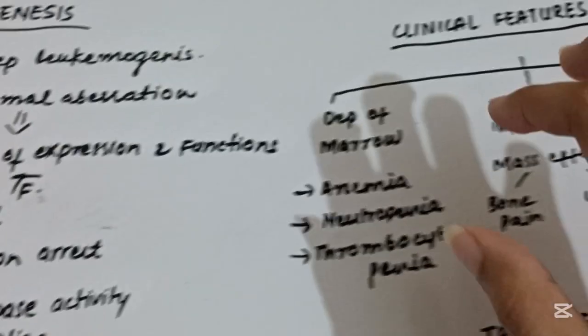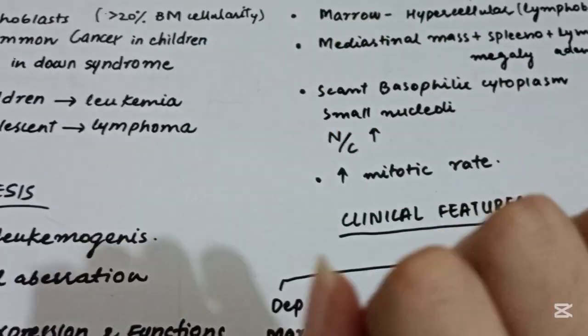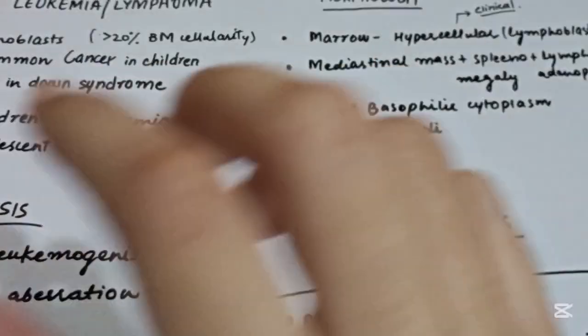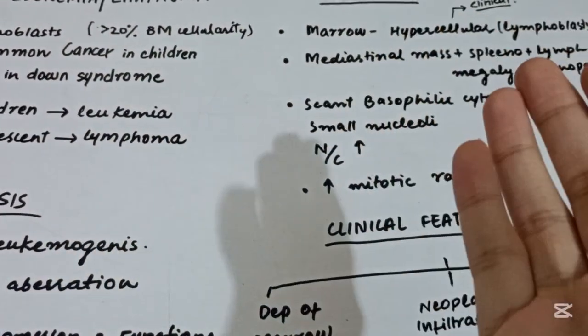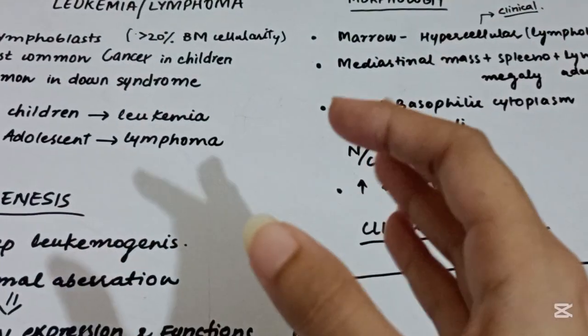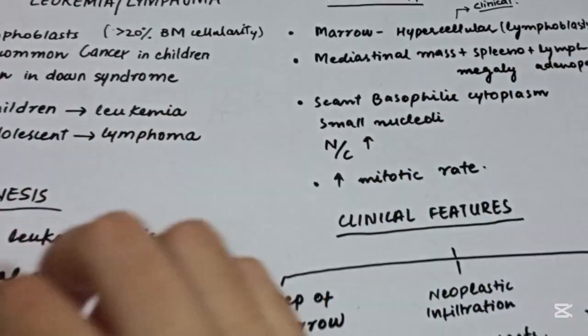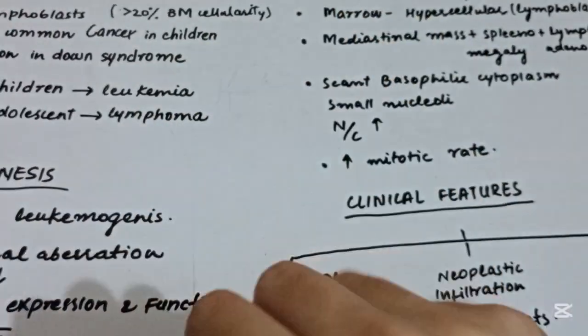Now let's move toward the morphology. In case of leukemia, yes, the marrow is hypercellular. The lymphoblasts have actually replaced the normal marrow elements. In case of lymphoma, yes, the mediastinal mass is going to be present. Splenomegaly and lymphadenopathy are also present along with the mass.